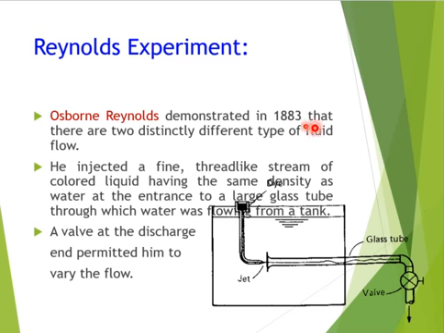Osborne Reynolds demonstrated in 1883 that there are two distinctly different types of fluid flow. How did he do this? He injected a fine thread-like stream of colored liquid, having the same density as water, at the entrance to a large glass tube through which water was flowing from a tank. A valve at the discharge end permitted him to vary the flow.